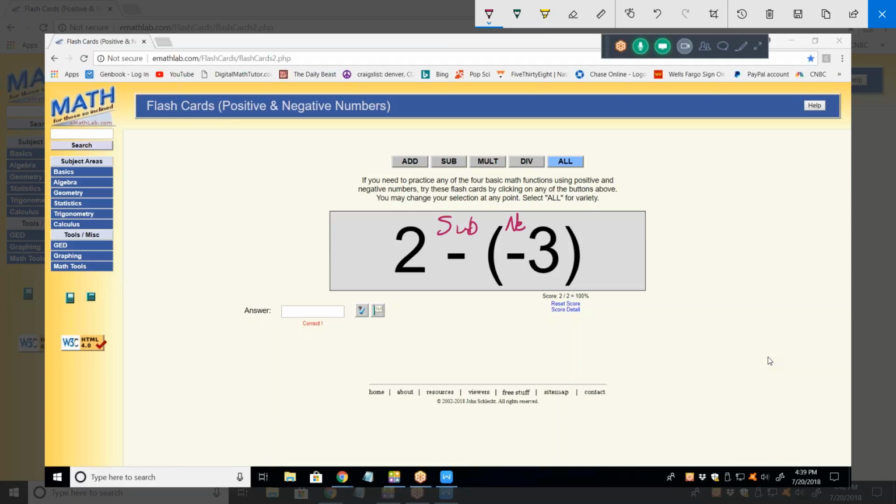Now, whenever you see a subtraction problem that is complicated, change it to an addition problem. The way you do that is you change the subtraction sign to an addition sign. And once you do that, you have to change the sign of everything that comes after that in the parentheses. So now the problem becomes 2 plus 3, which is the same as 2 plus 3. So what's the answer on that one? 5.